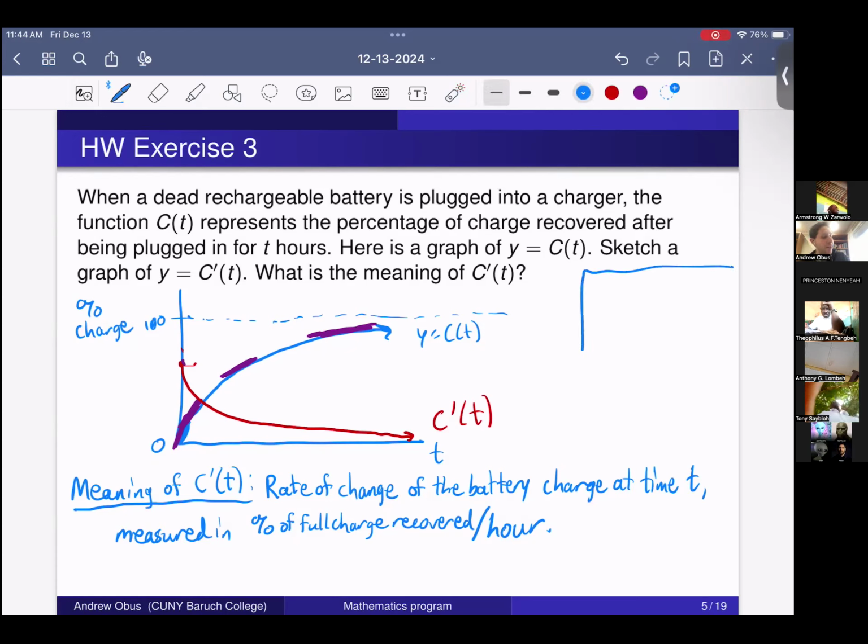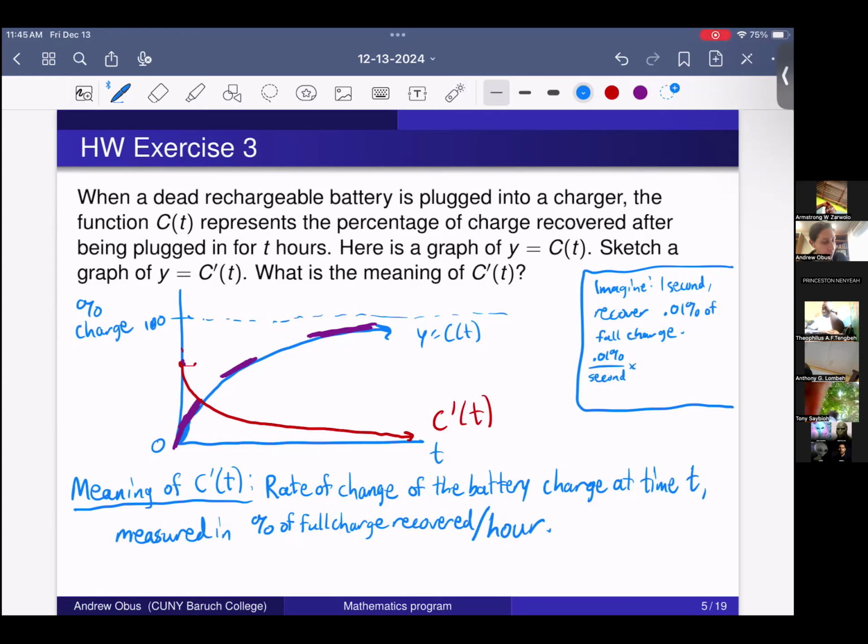Imagine in 1 second we recover, let's say, 0.01% of the full charge. Let's imagine that we do that. So what is that as a rate of change? We can think of 1 second as being a very small time interval, so this is almost the instantaneous rate of change. And so what is this? This is 0.01% per second.